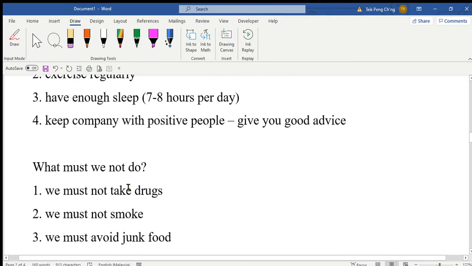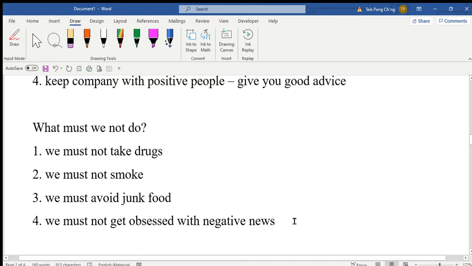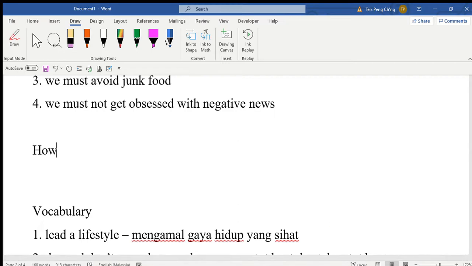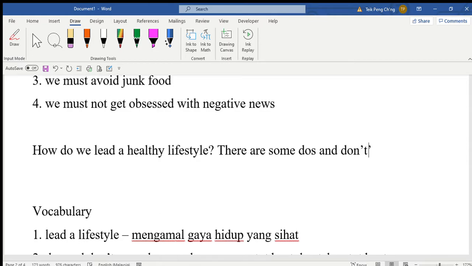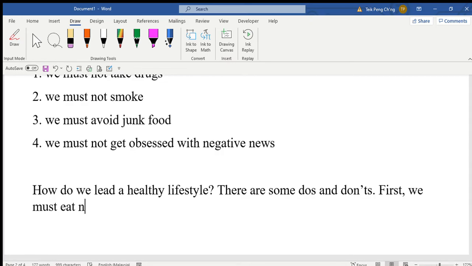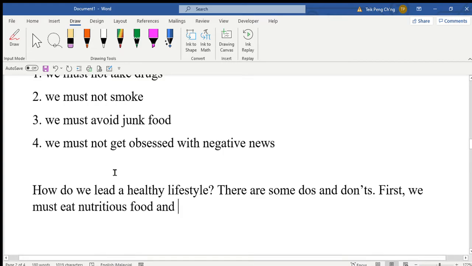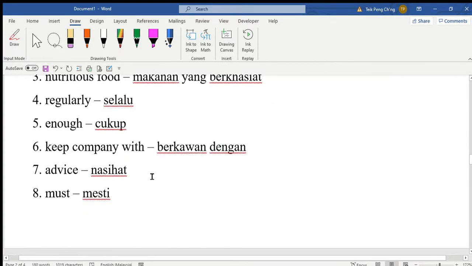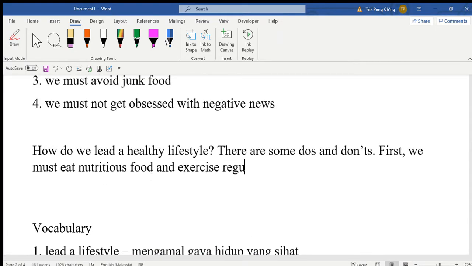Okay, now we are going to put these 8 points into a short paragraph. How do we lead a healthy lifestyle? There are some do's and don'ts. Okay, so there are maksudnya ada some do's and don'ts. Perkara-perkara yang kita patut buat dan tak patut buat. How do we lead a healthy lifestyle? There are some do's and don'ts. First, we must eat nutritious food and exercise regularly.